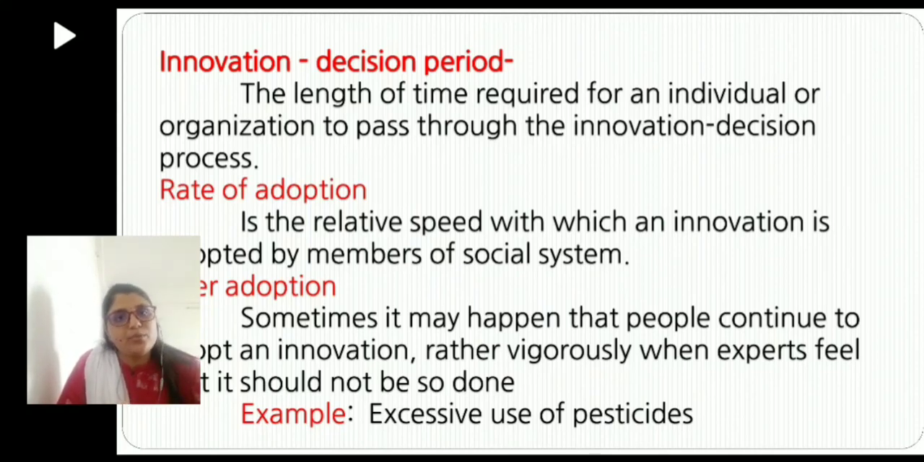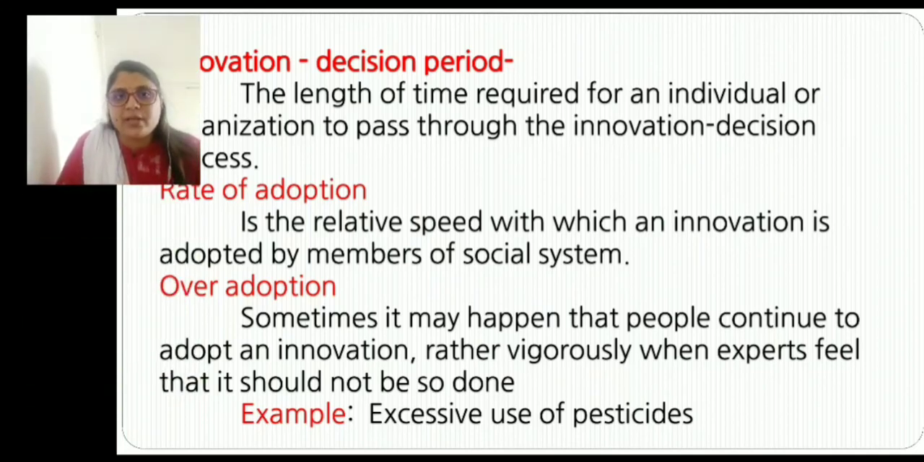Then what is the rate of adoption? It is the relative speed with which an innovation is adopted by members of a social system. Then what is over adoption? Sometimes, as the result of a particular innovation is satisfactory, farmers adopt that particular seed or method continuously and vigorously. Don't do like that. Sometimes people continue to adopt an innovation rather vigorously when experts feel it should not be done, such as excessive use of pesticide or fungicide, whatever it may be. So don't use a particular innovation excessively. That is over adoption.